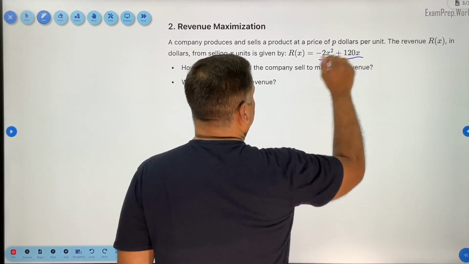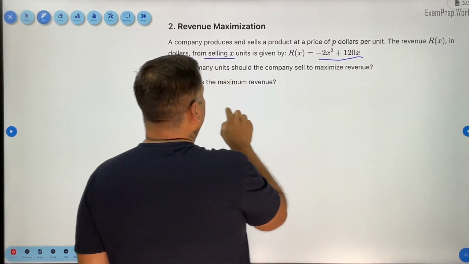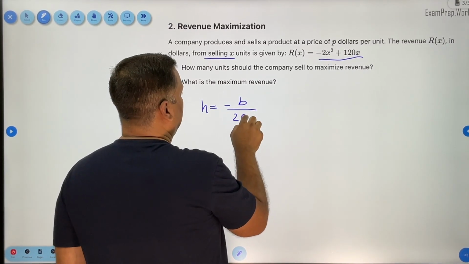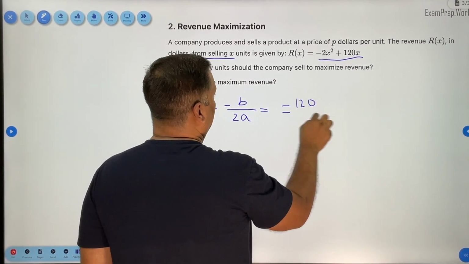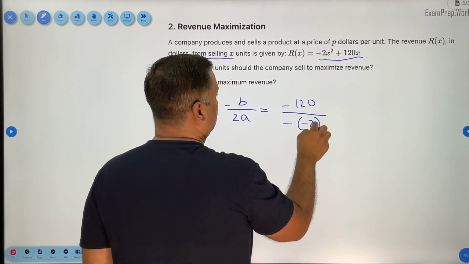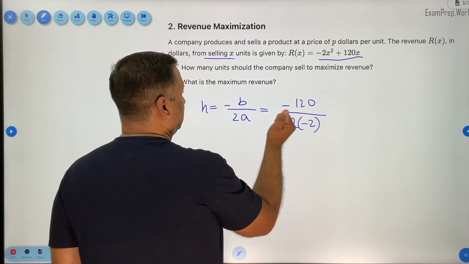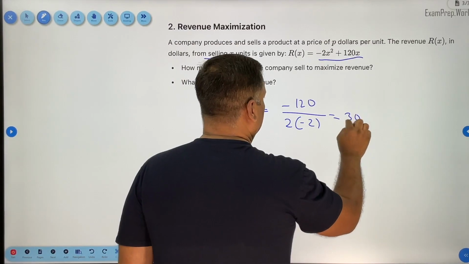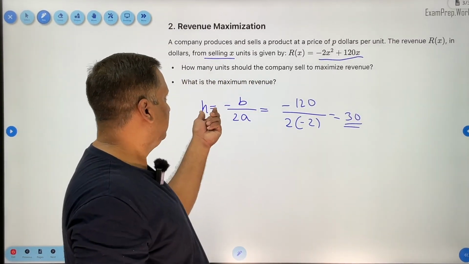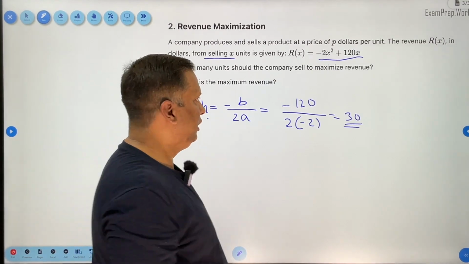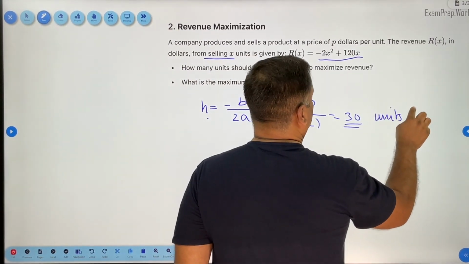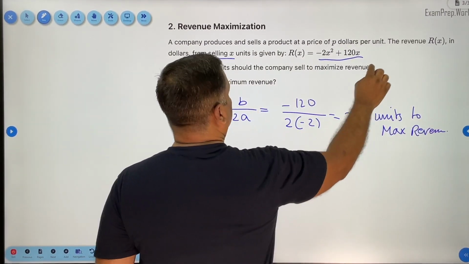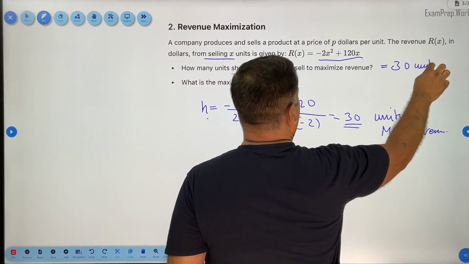So let's calculate the vertex. Your vertex is h equals minus b over 2a, which is minus of 120 over minus of 2 times minus 2. So it is 30. So they should sell 30 units. h here is x. So to maximize revenue, the first answer is 30 units.